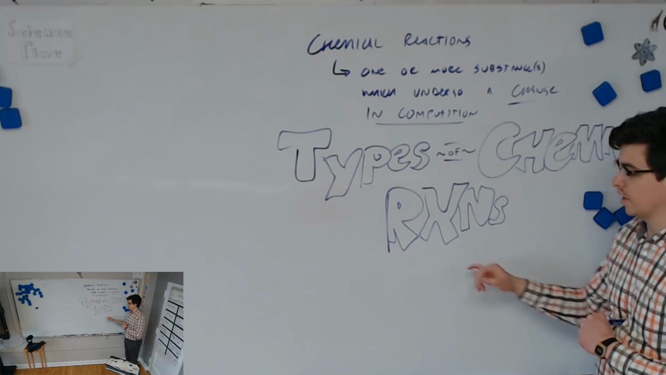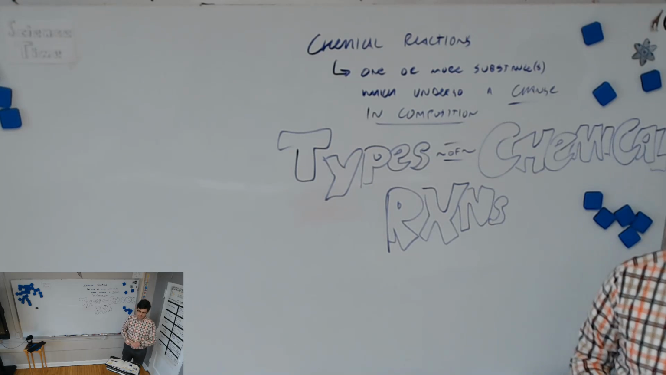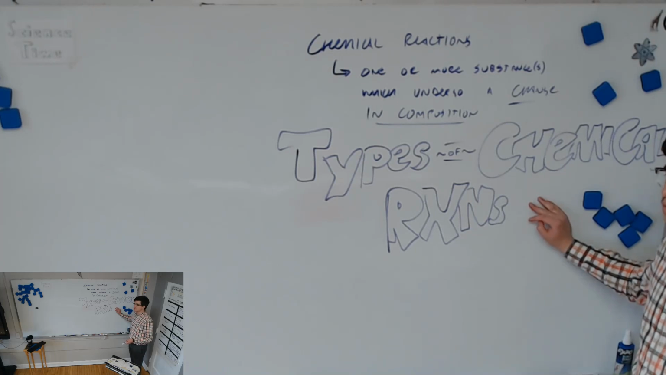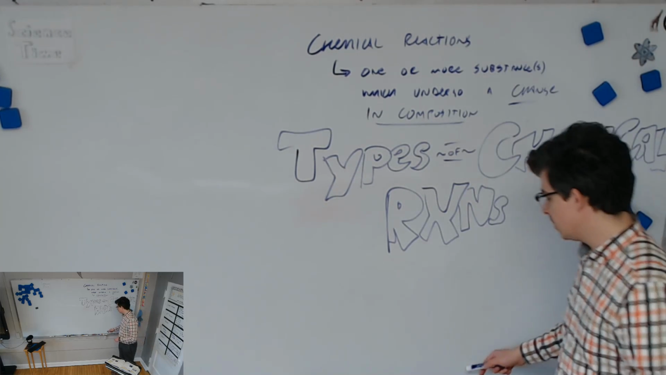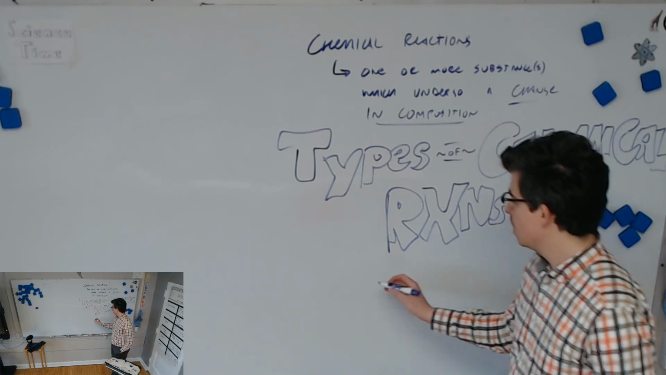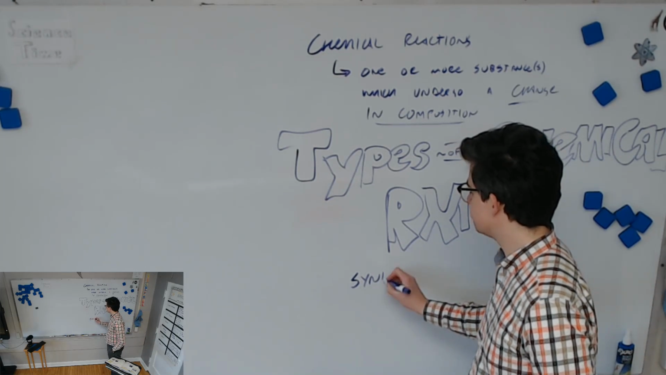Types of chemical reactions. This abbreviation RXN stands for reaction. Now that I've taken up two-thirds of the board with my heading, let's list the types of chemical reactions. Let's put them in this order. Let's start with synthesis. What's synthesis?